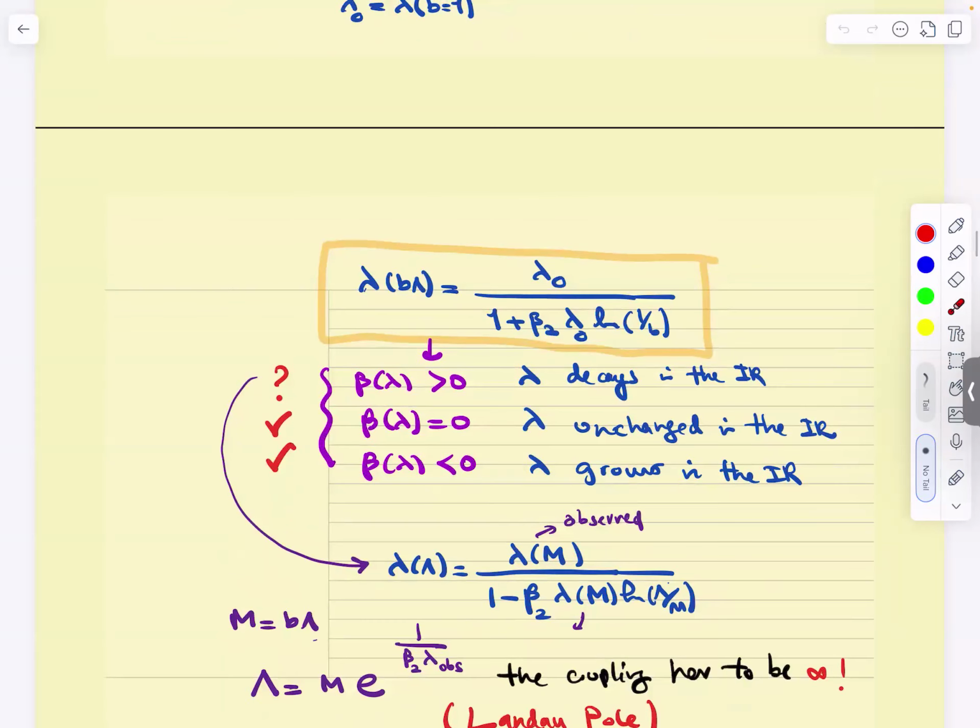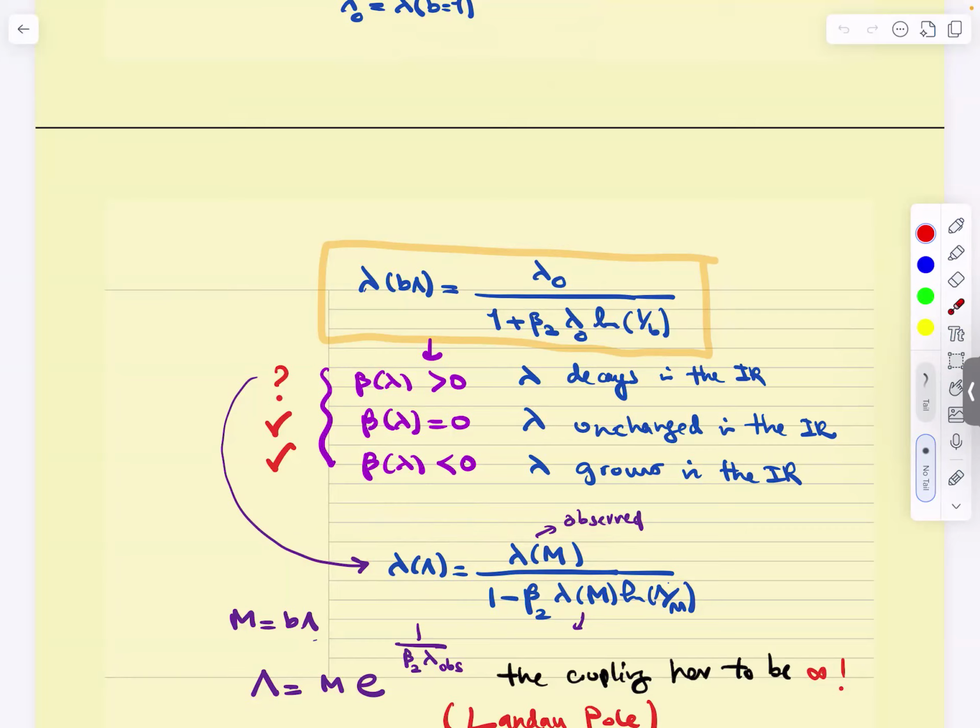Why? Because you could easily invert this and view it as: this is the observed value at some low energy, and this is the UV lambda. Now, it's pretty clear that for some UV value, the coupling will blow up. So what have I done? I'm taking the one loop answer literally. And I see some scale here. If I run further down, the coupling is going to go down.